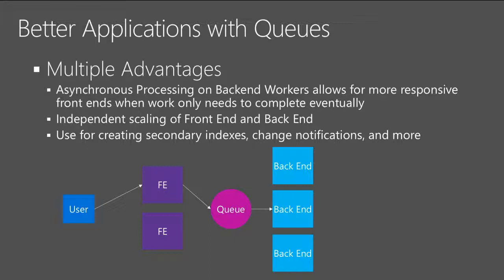They can make your application much more responsive because you can send that work item off to a queue and let some back-end processor take care of it. You can use this for creating secondary indexes. You can use it for change notifications. You can use it for, I've got some photo I'm going to upload, and then I want to create thumbnails. I want to virus scan it. I want to do any number of things with the data that the user has given me. Using queues and then letting some back-end worker process that data completely, get the eventual work done, is a really great way to do that in a high-scale fashion, right?